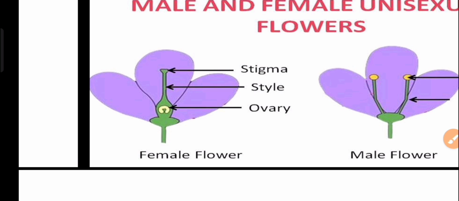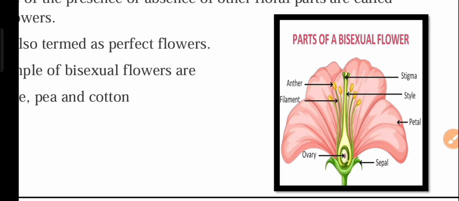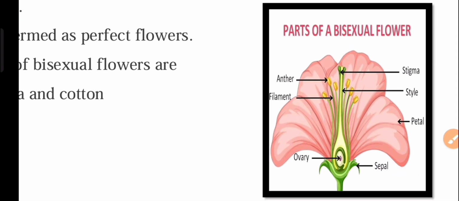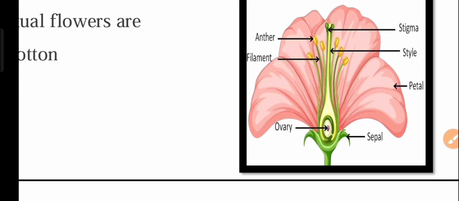Examples for the unisexual flower are palm, mulberry, cucurbits and papaya. Yes, move on to the next type, that is the bisexual flowers. This type of flower consists of both reproductive organs, that is the stamens and pistil, irrespective of the presence or absence of other floral parts, and is called a bisexual flower.